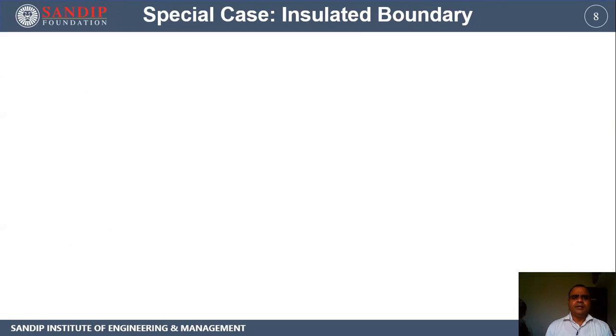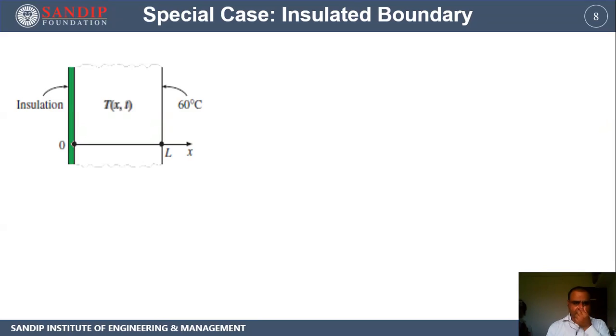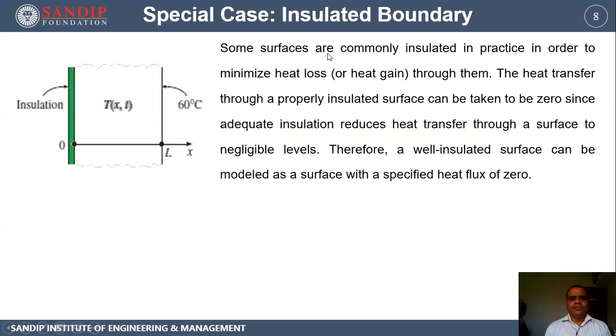Now, this specified heat flux boundary condition has two special cases. One is the insulated boundary. Let us understand the meaning of an insulated boundary. Suppose at x is equal to 0, there is some insulation applied to this surface. Now, what is the meaning of this insulation? Some surfaces are commonly insulated in practice in order to minimize the heat loss or heat gain through them. It means if the insulation is provided, we can assume that the heat loss or heat gain from that side is equal to 0.